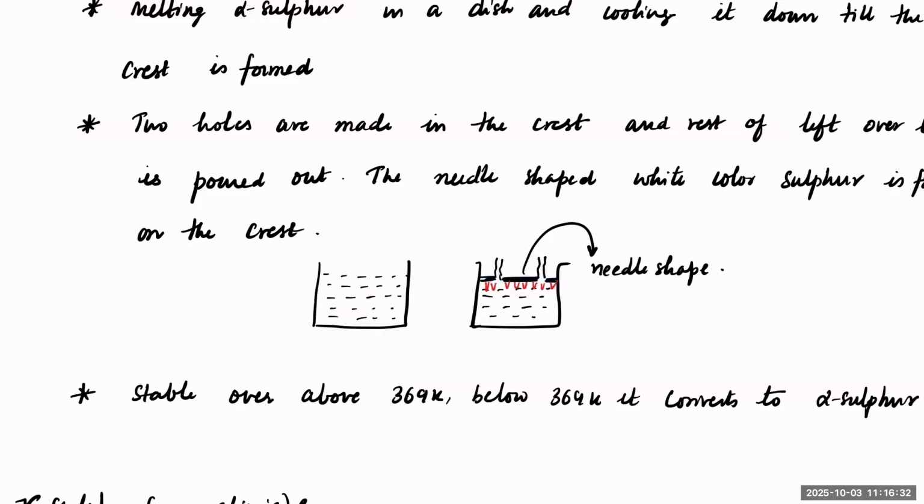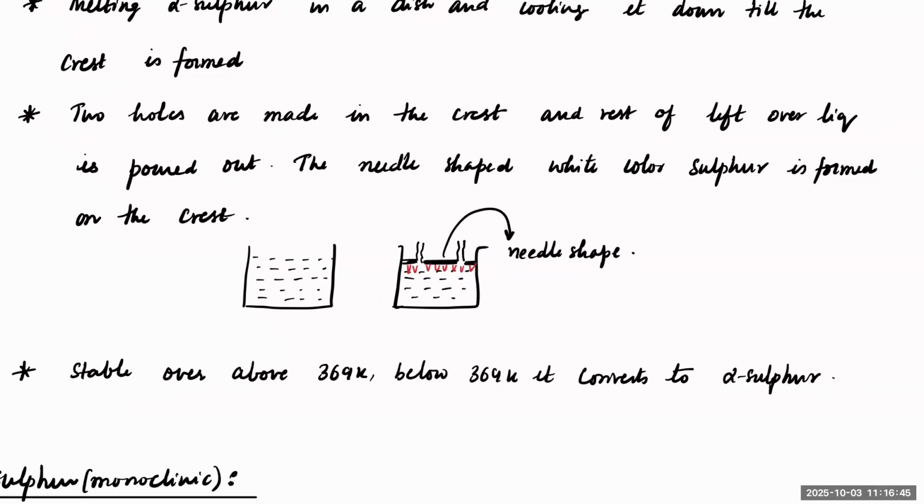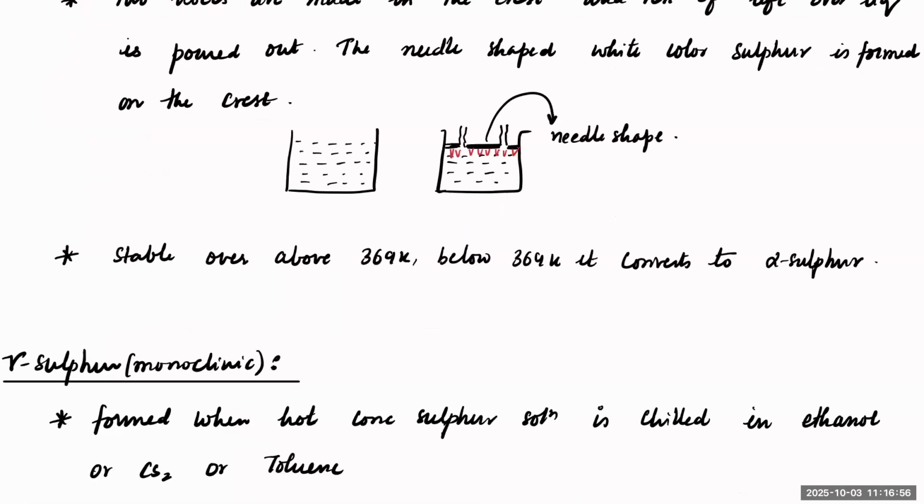And you make two small holes, right? So then you let whatever the liquid which is there to evaporate. After a while, a needle shaped white color sulfur is formed in between, and that is called the beta sulfur. It's nothing but a crystalline difference in terms of its arrangement.